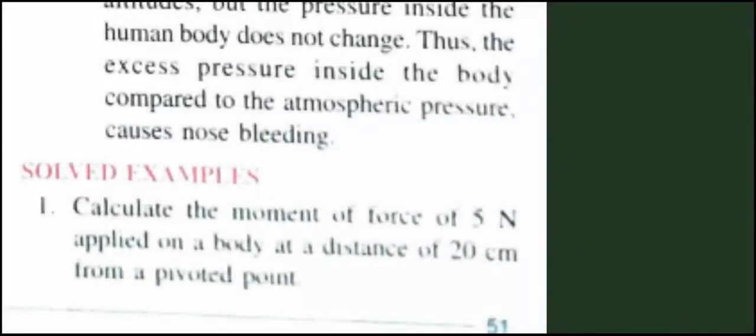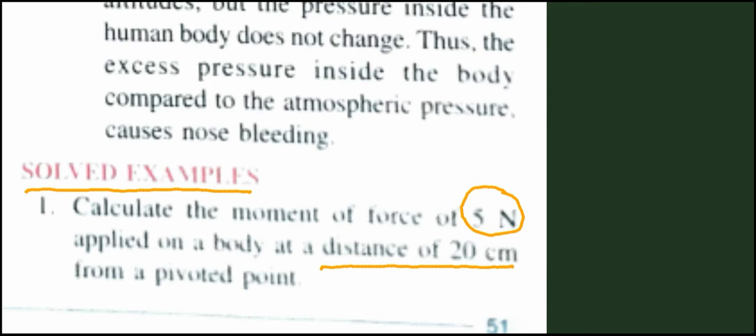Okay, students, here is our first question from solved examples. Please read the question once. Calculate the moment of force of 5 Newton applied on a body at a distance of 20 centimeter from a pivoted point. Okay, students, what we have to find out? The moment of force.